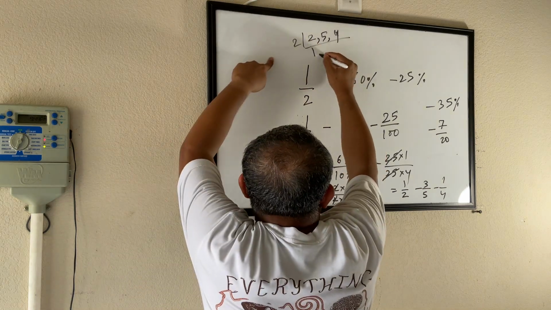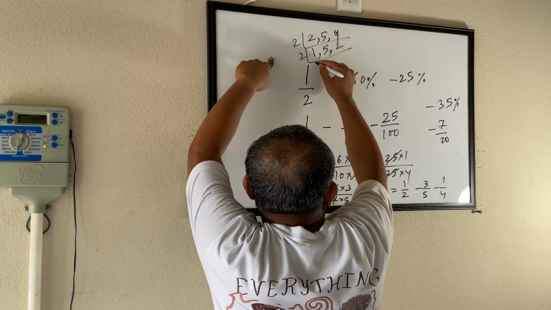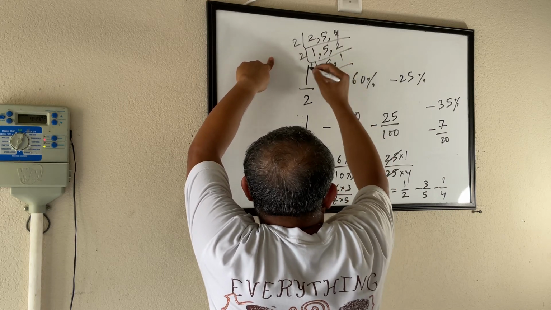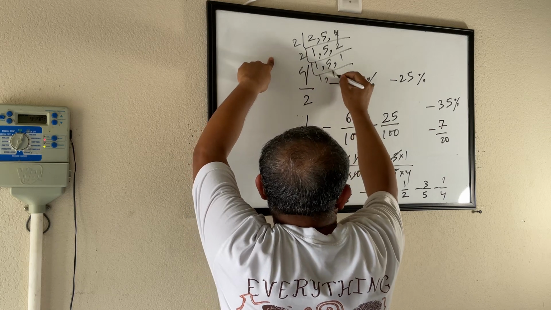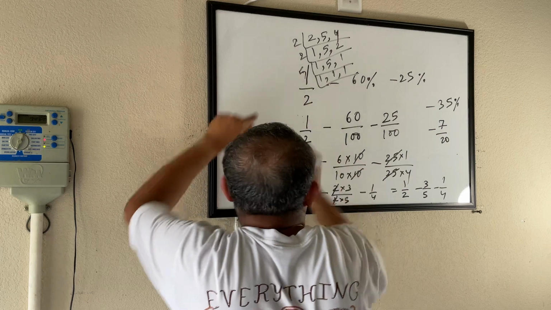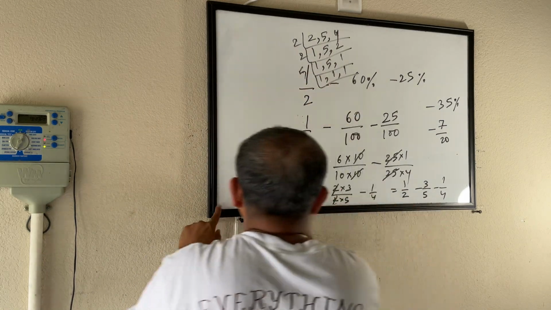2. 2 1s are 2, 5 doesn't come in the table of 2, 2 2s are 4. Next smallest number is 2, 1 remains 1, 5 remains 5, 2 1s are 2. Next smallest number apart from 1 is 5. 1 remains 1, 5 1s are 5, 1. Done. 2, 2, 5. My LCM is 2 2s are 4 times 5, 20. My LCM is 20 here.